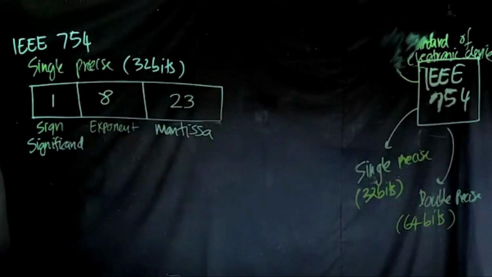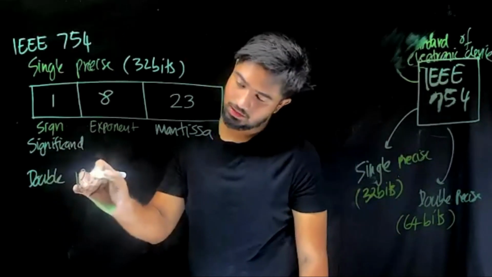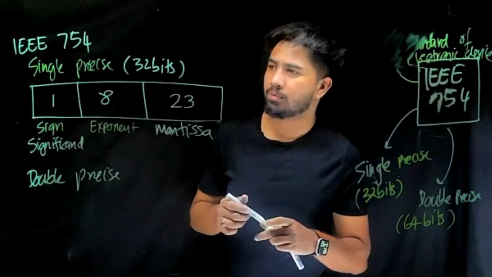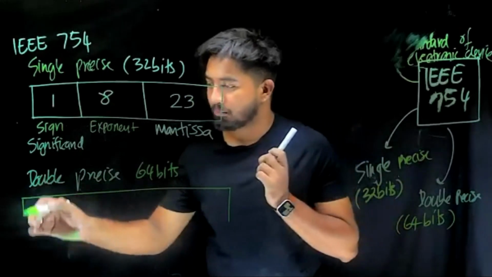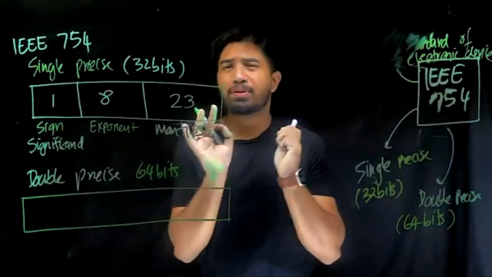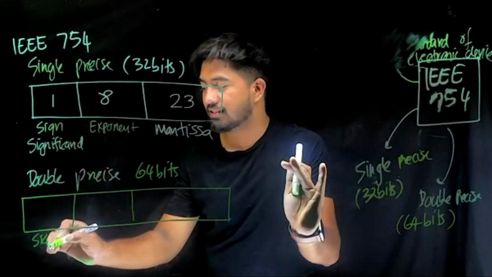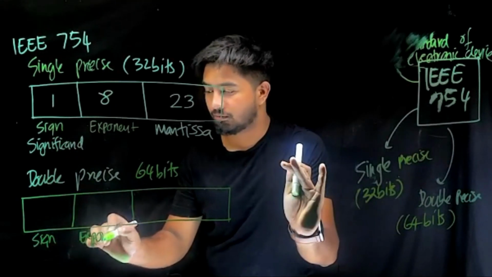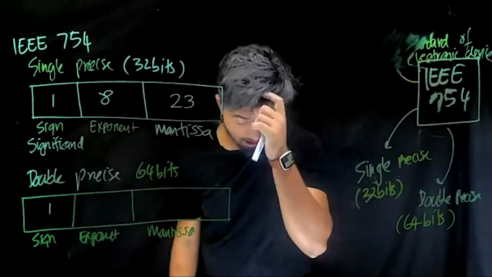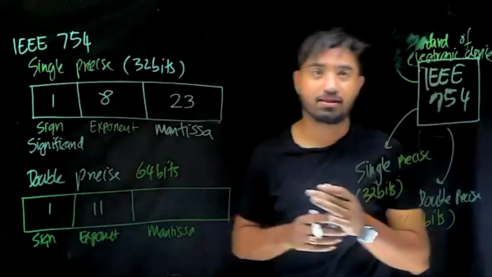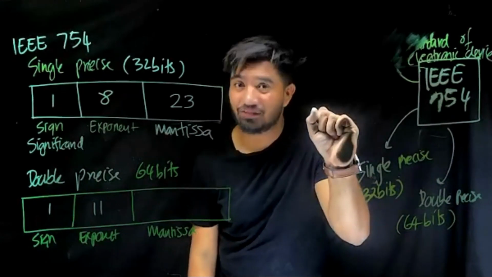Then we do have 64 bits, double precision. How many bits are allocated for double precision? 64 bits. Again, if you're going to represent, it can be 1000 digits. You can represent that 1000 digits in just 64 bits. Here also you have the sign, exponent, mantissa. For the sign they allocate 1 bit, for the exponent they allocate 11 bits. So 11 plus 1 is 12.